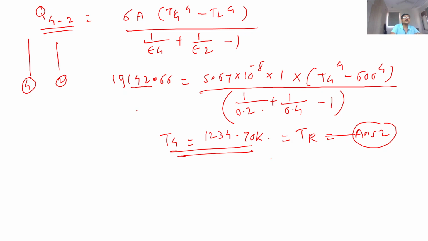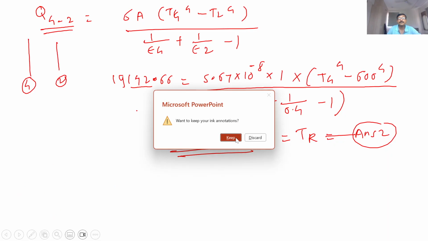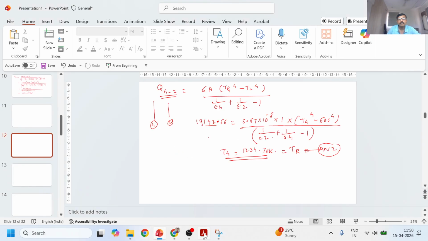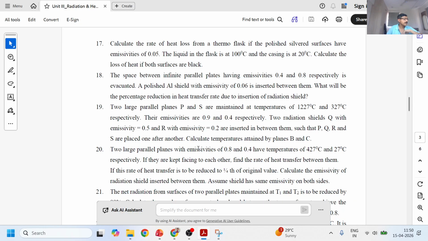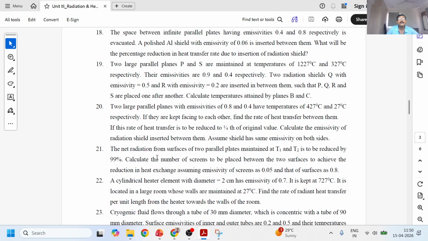Okay, so this is the way to calculate intermediate shield temperatures or intermediate plate temperatures. So can we move to the next problem? Okay. Problem number 20.